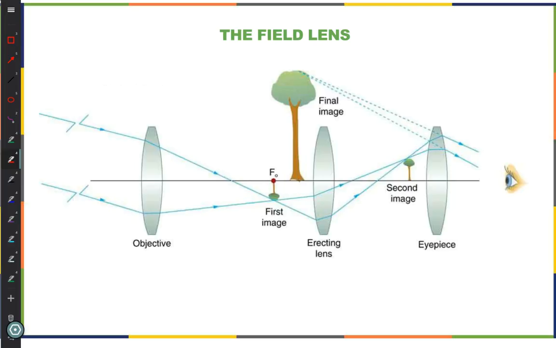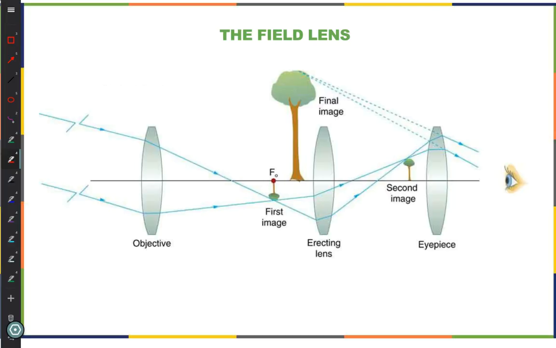Yeah, it has 3 lenses instead of 2. That third lens, the one in the middle, is called the field lens. And here it says erecting lens, but the field lens is the traditional name for it. And that field lens has a purpose that's indicated by its name, erecting lens.